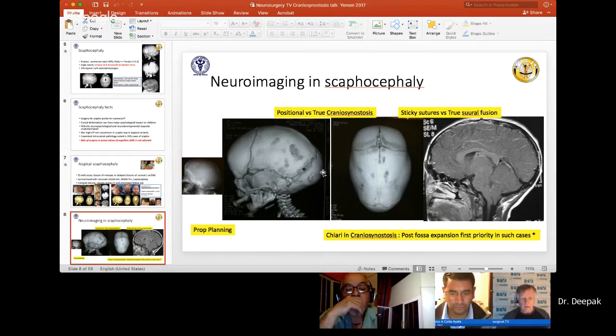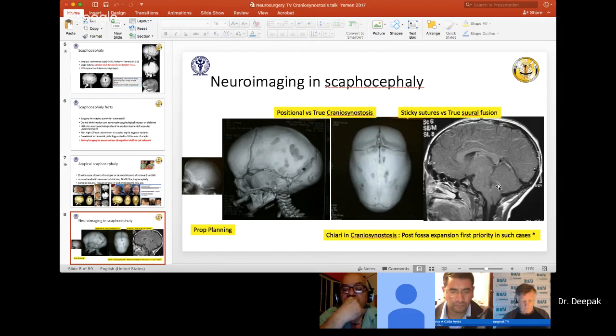I always get NCCT with 3D reconstruction of all my children, and along with that, I always do MRI of the brain with MR venogram, because it tells me a lot of additional information: the presence or absence of hydrocephalus, the herniation or the presence of Chiari. Because in case a patient of craniosynostosis has a Chiari malformation, this makes me change my plan completely. I have to do more of an occipital distraction or a posterior fossa enlargement in these cases rather than approaching this patient from the front.